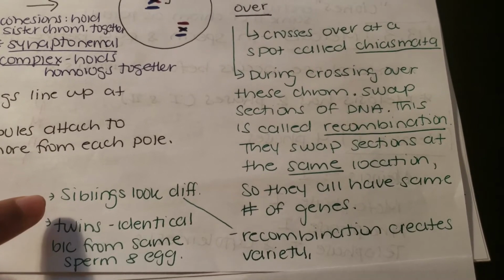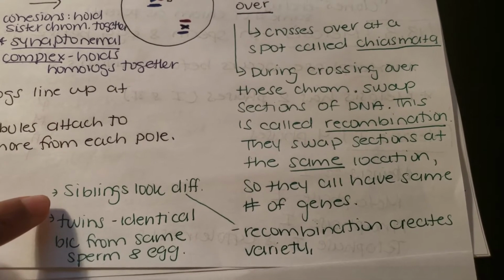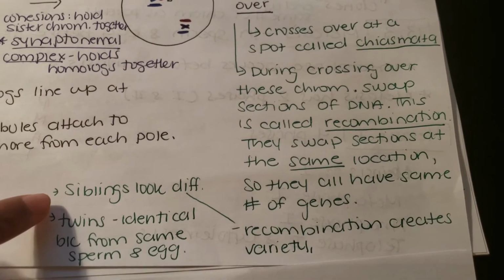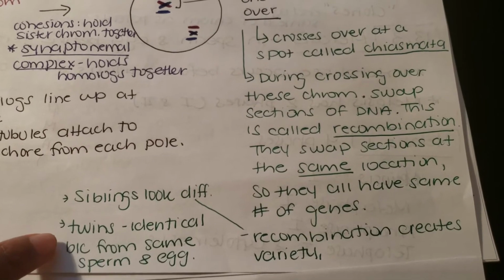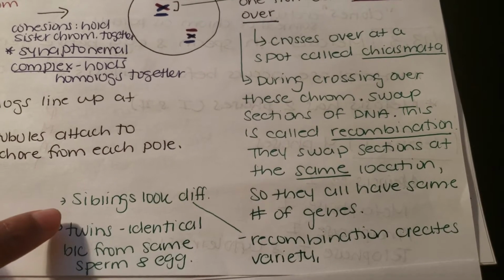In meiosis, they look different. Parents look different from their kids. Kids look different from their siblings because of this crossing over. All right, so it's going to create a different kind of variety.